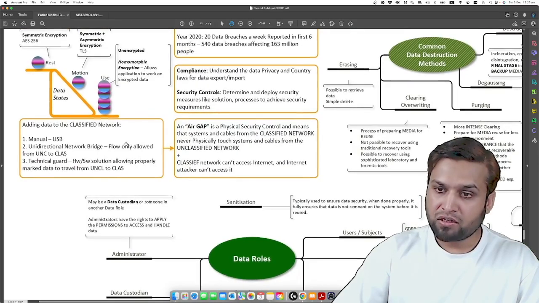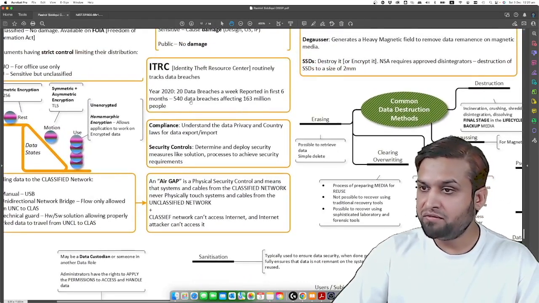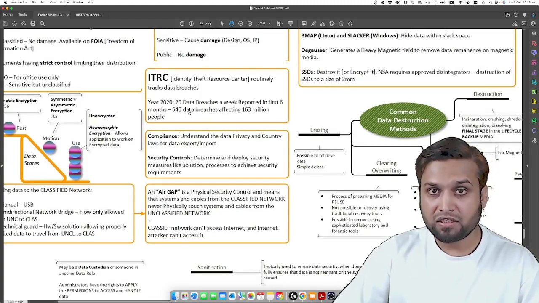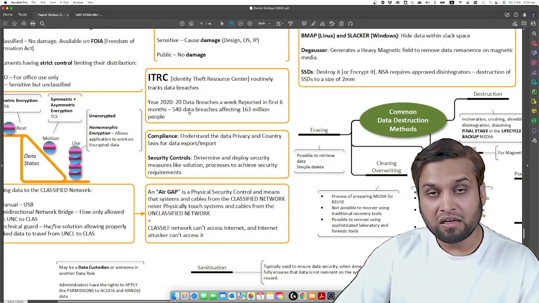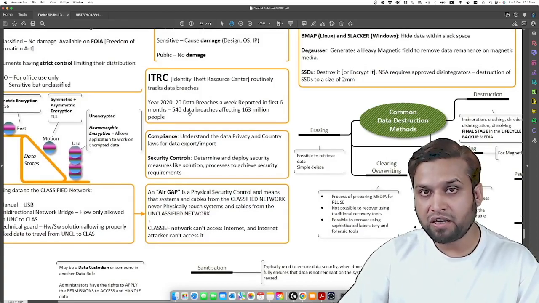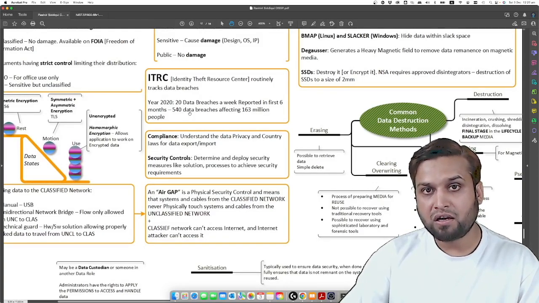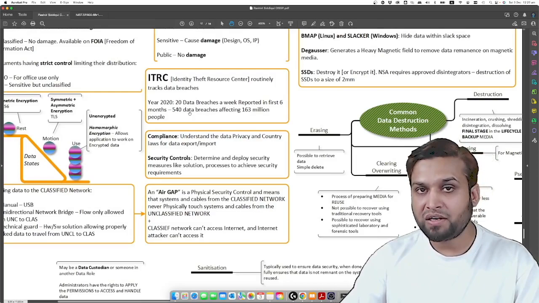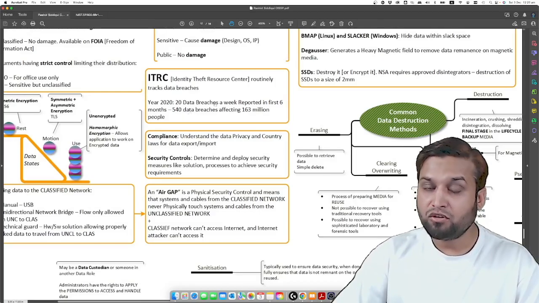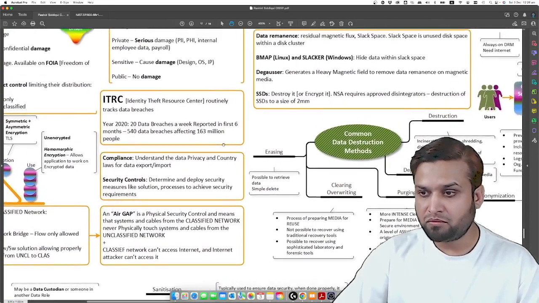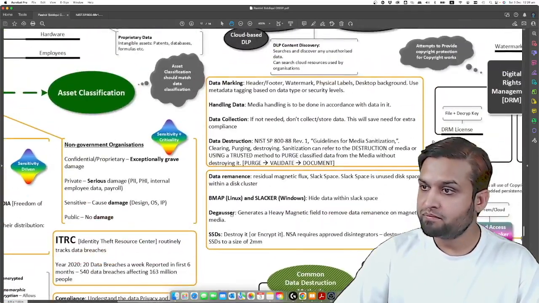Now, how we add data to the classified network, we discussed briefly about IRTC compliance and security controls. We discussed air gap, which is basically a concept where we do not have any type of connection, physical or logical, between two networks which are not of the same classification. So unclassified and classified are totally separated, and that kind of thing is called an air gap system. It could be a laptop as well, or it could be a server. The point to remember is that this is just a concept.